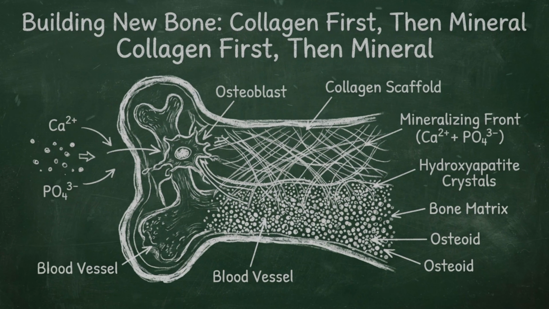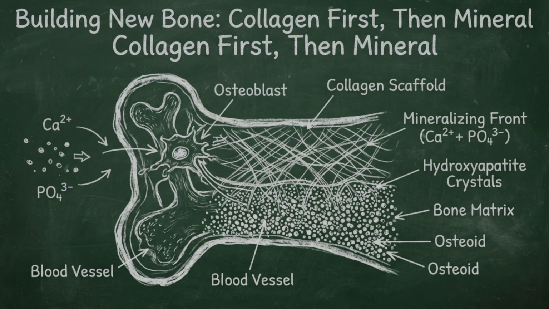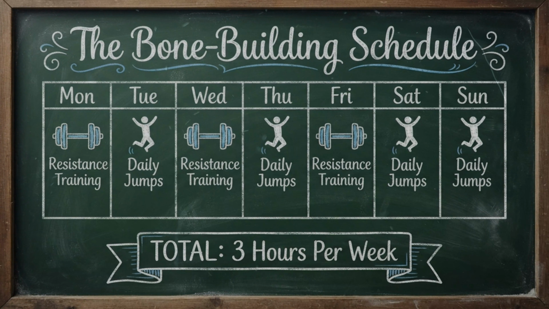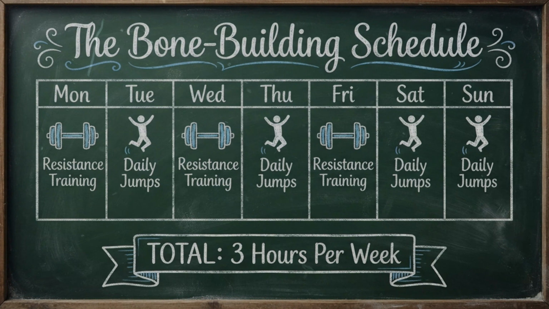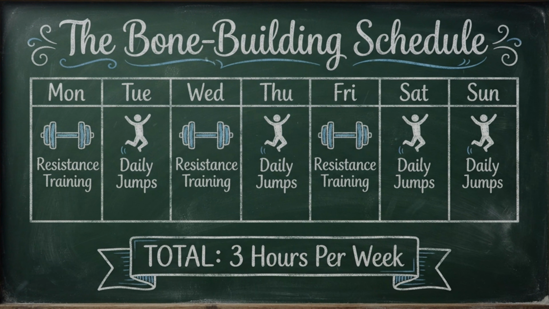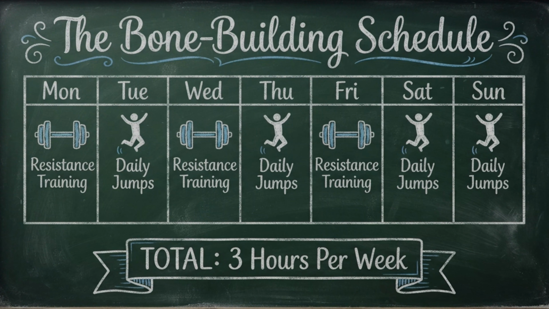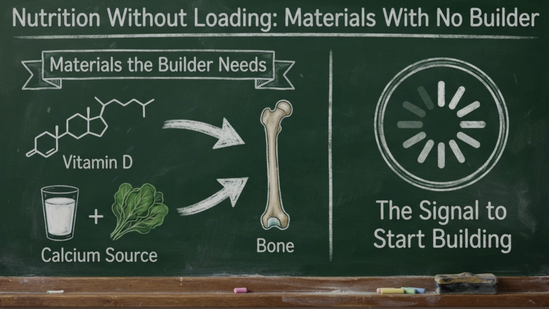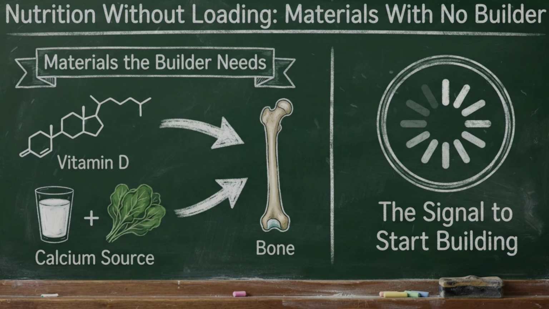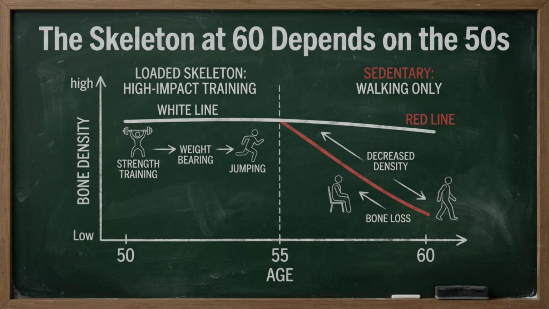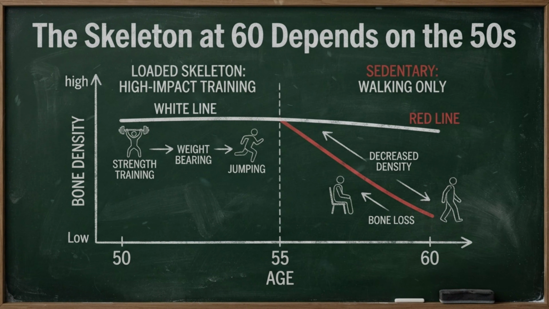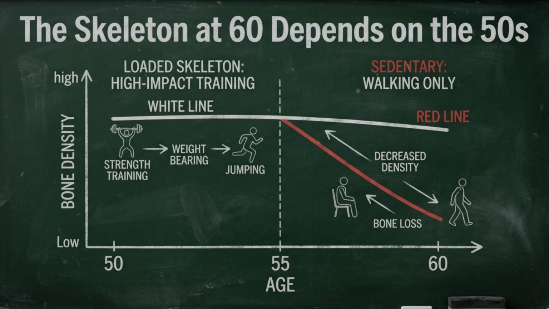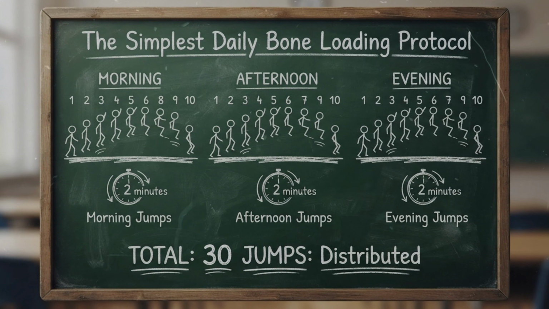When bone is loaded, the fluid in the canalicular network is driven by the pressure differential through the narrow channels, creating fluid flow shear stress on the osteocyte cell processes. The osteocytes respond to this fluid flow shear through mechanosensitive ion channels, primarily piezo1 and TRPV4 channels, that open under the mechanical stimulus and allow calcium ions to enter the cell. The calcium signal triggers a downstream cascade, prostaglandin E2 release, nitric oxide production, and the upregulation of Wnt signaling factors that directly stimulate osteoblast differentiation and proliferation.